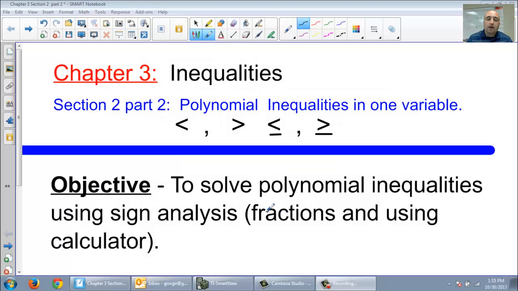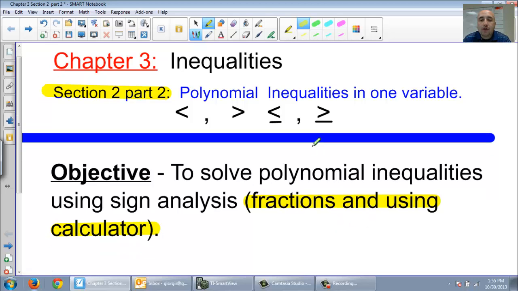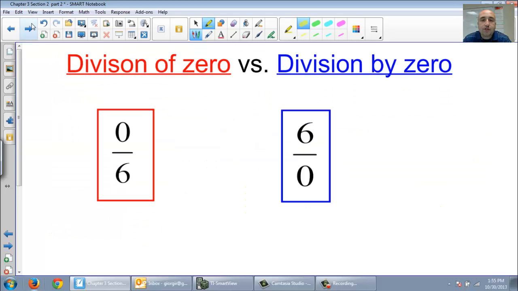All right, welcome back. We are going to do Chapter 3, Section 2, and this is Part 2. So we're still in Section 2, but this is Part 2, and we're still working with inequalities. The difference between yesterday's section and this one is that we are going to do fractions, and we're going to solve these polynomials using our calculator as well. So let's get right into it.